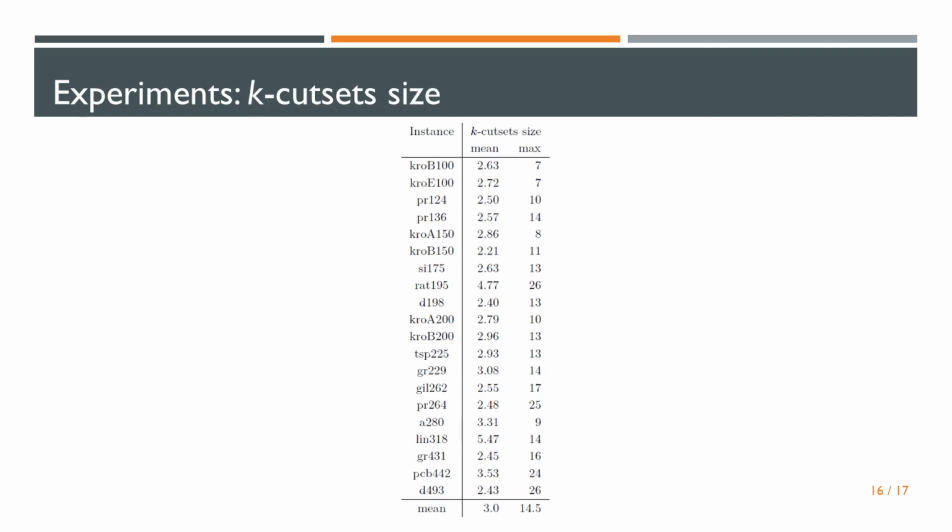Next, we compare the different k-cutset sizes we found while solving some instances. So we give the mean k-cutset size and the max k-cutset size. As we can see, the mean k-cutset size is equal to 3, so the previous algorithm found almost all the k-cutsets, or finally found them, and the max k-cutset size is 14.5.